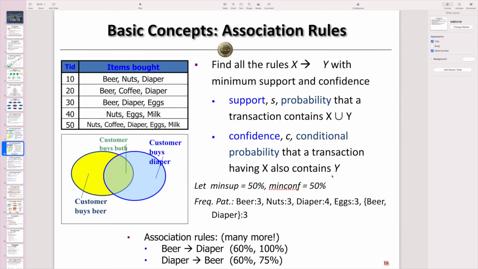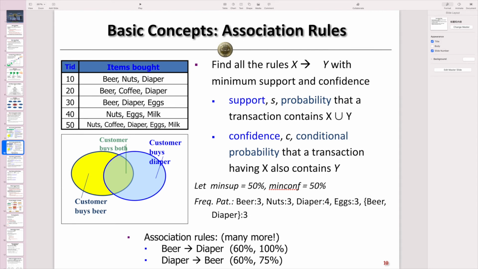We show you an example according to the data we have here. If we define the minimum support to be 50% and the minimum confidence to be 50%, we can define some frequent patterns. The first one is beer, the second one is nuts, the third one is diapers, and then we have eggs, and also beer and diapers together. According to the data from the previous page, beer appears 3 times, nuts appear 3 times, diapers appear 4 times, eggs appear 3 times, and beer and diapers appear 3 times together. So according to these frequent patterns, we can find some rules.